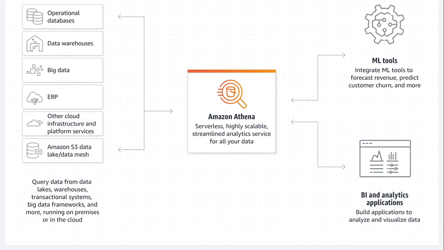In this diagram you can see we have multiple data sources: operational databases, data warehouses, big data, ERP. Athena queries data from data lakes, warehouses, transactional systems, big data frameworks, and more, running on premise or in the cloud. So Amazon Athena can be used to query from all these different data sources. Amazon Athena is a serverless, highly scalable, and streamlined analytics service for all your data. The output of it can be the input for ML tools, integrated to forecast revenue, predict customer churn, and more. And it can be used later on for BI analytics applications as well.